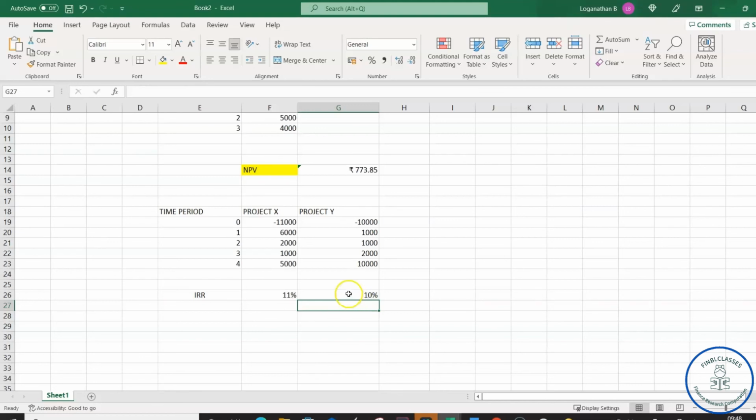In this case, selecting a project requires choosing the project that gives you the higher return. 11% is the higher return, which is given by project X. So that is the selection that you have to go for, choosing project X. That is the decision that you will be taking, right? This is an approximate value.